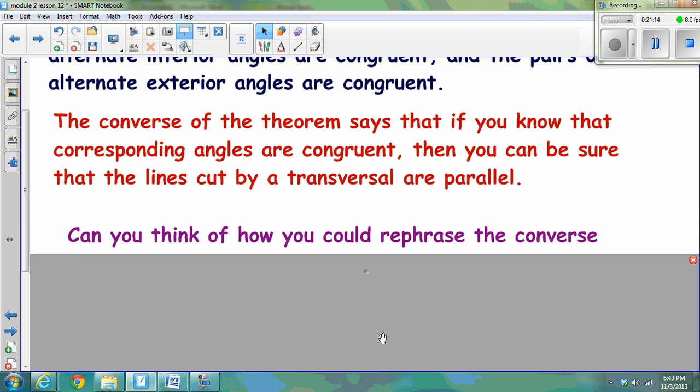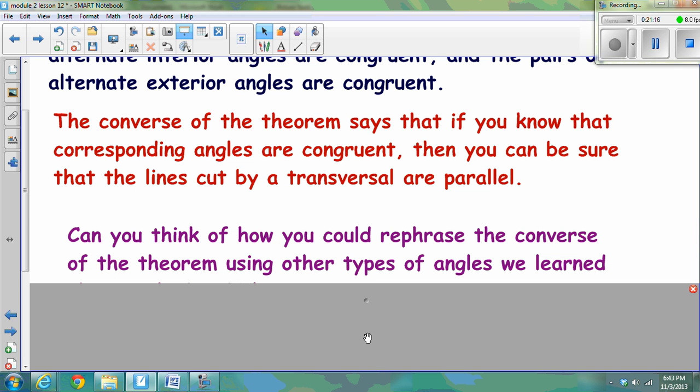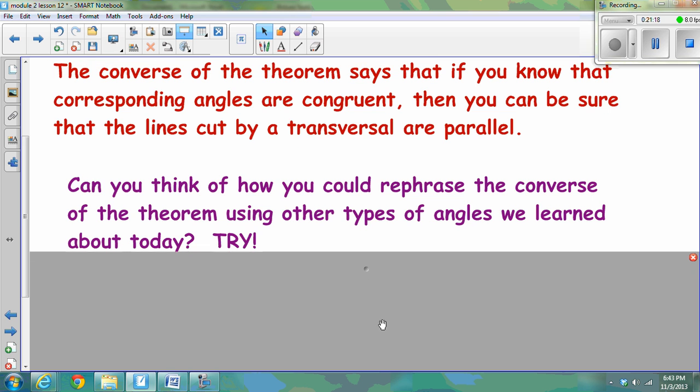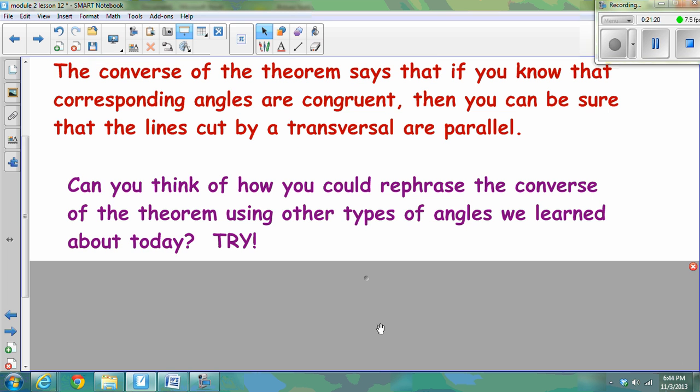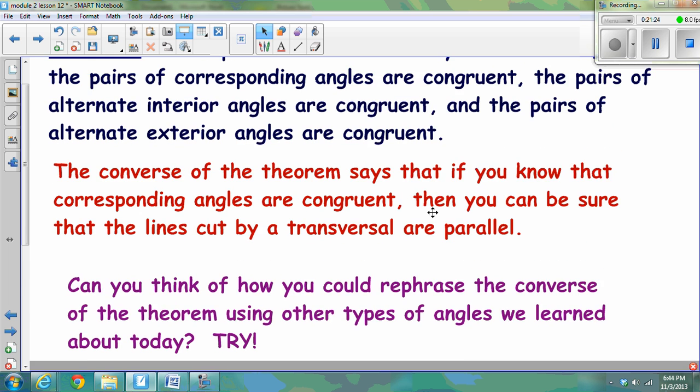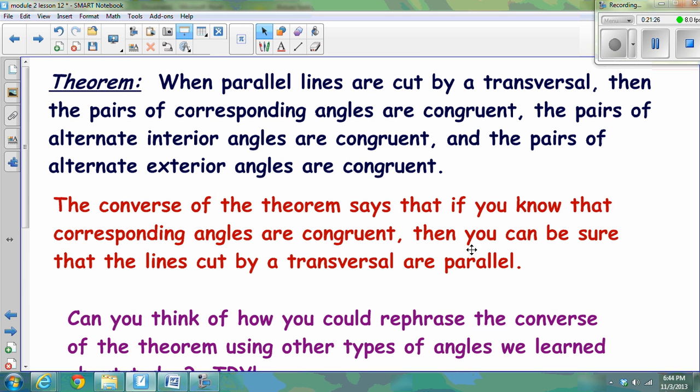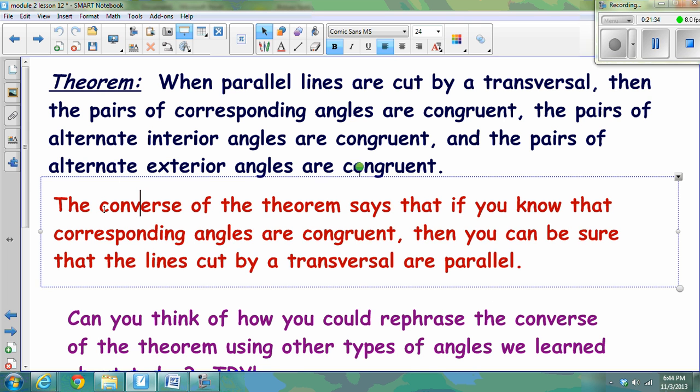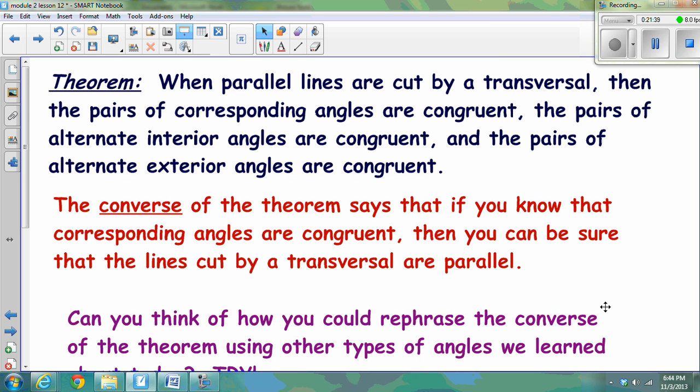Can you think of how you could rephrase the converse of the theorem using other types of angles we learned about today? Try. Pause the video and try. Make sure you're copying all of this theorem down and the converse. So pause the video now to copy this down, and then I want you to think of how you could rephrase the converse using other pairs of angles you learned about today.